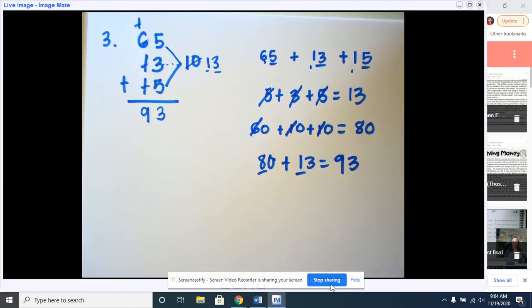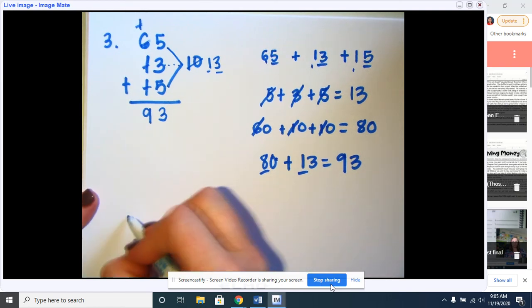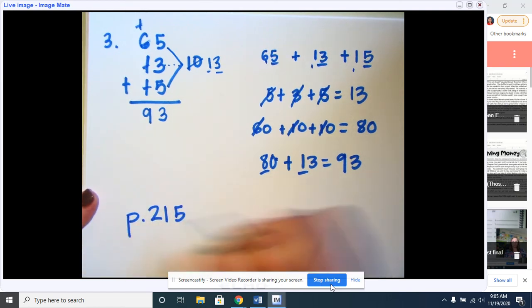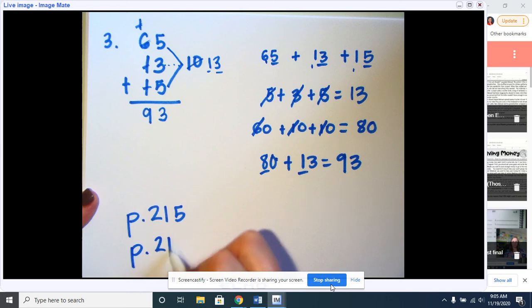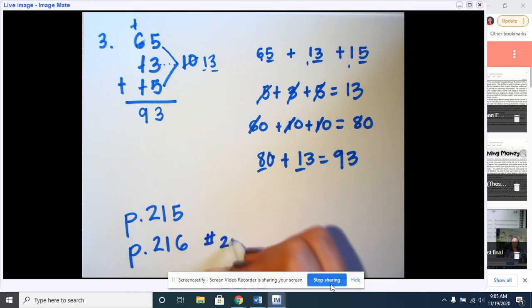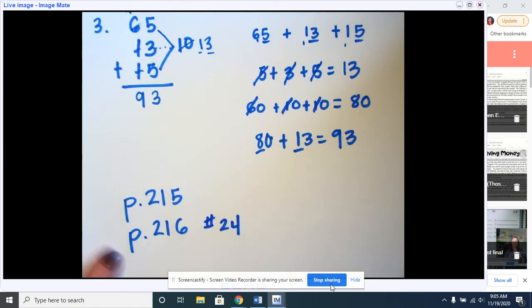After this number talk today, I want you to go and complete page 215. And then on page 216, I want you to do number 24. You don't have to do the other ones, just 24 on page 216.